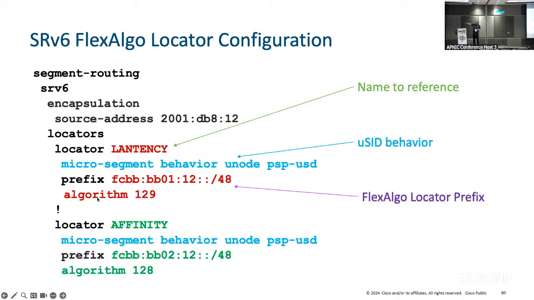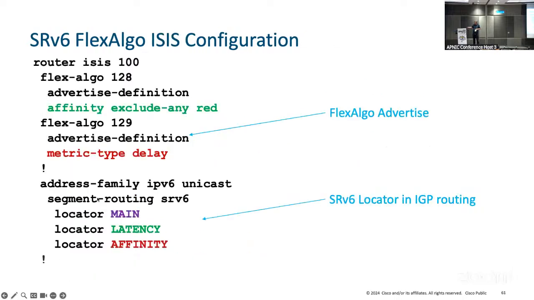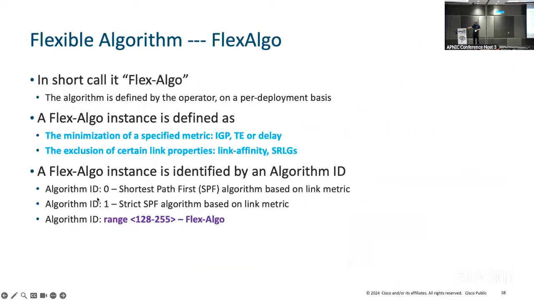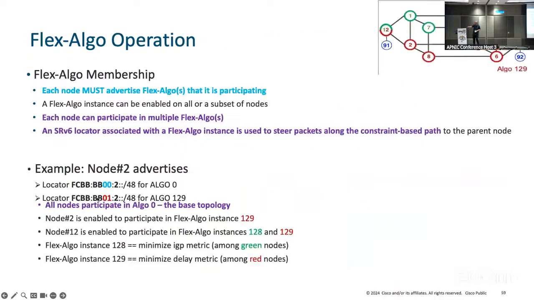And the configuration is pretty simple. You define the locator, and the locator will be assigned a different prefix for the different subdomain, right? And once you have this subdomain defined, you flood it into the IGP. But the important part, what I'm trying to show here is probably, sorry.